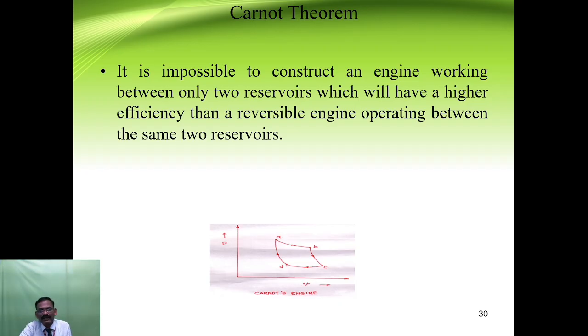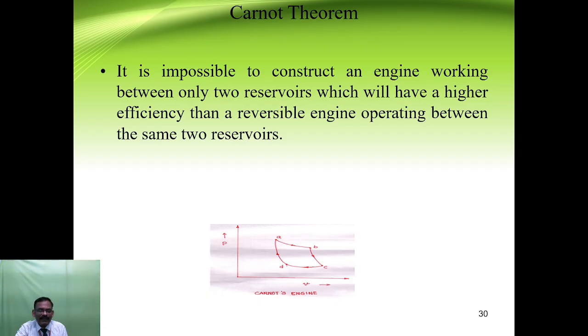Carnot theorem. What is Carnot theorem? It is impossible to construct an engine working between only two reservoirs which will have a higher efficiency than a reversible engine operating with the same two reservoirs. See, the Carnot theorem says that the Carnot engine is an imaginary one. It has higher efficiency than a normal reversible engine working between two temperature reservoirs. So it shows the Carnot engine having the higher efficiency in all cases.